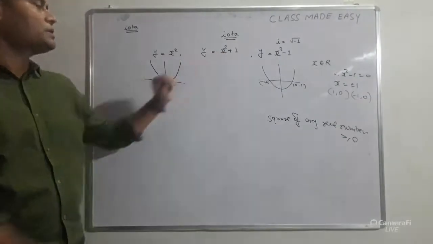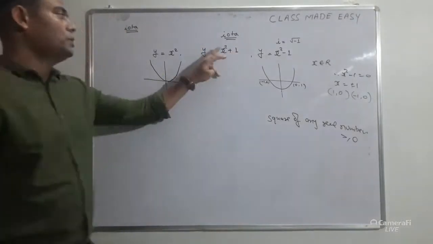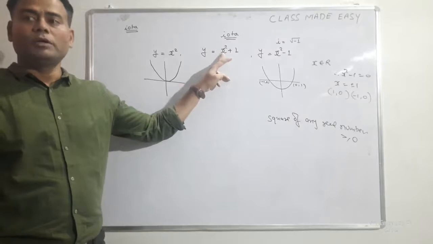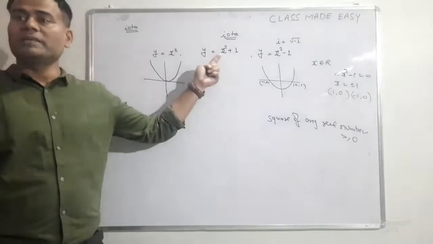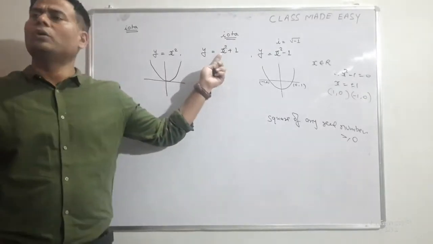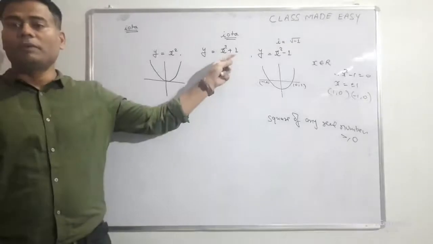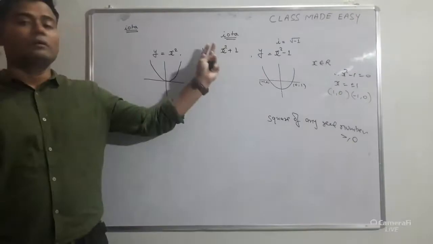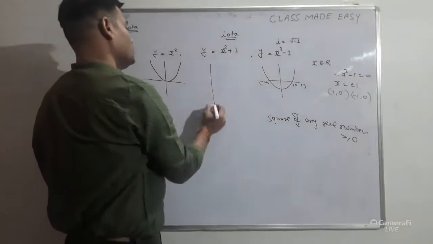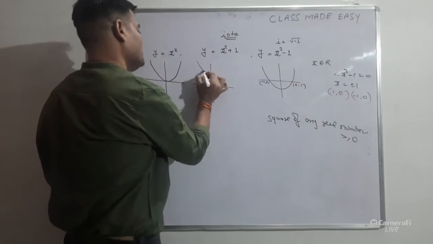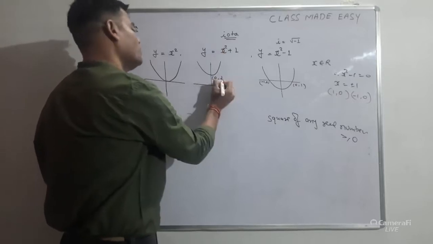Okay students, y equals x square plus 1. See, the square of any real number is greater than or equal to 0. It is 0 or more than 0. If you put 0 here, you will get 1. And other than 0, anything either negative or positive, you will get more than 0. More than 0 plus 1 is greater than or equal to 1. So this y has a minimum value 1. So the graph is above the x-axis like this. When x is 0, then y is 1.